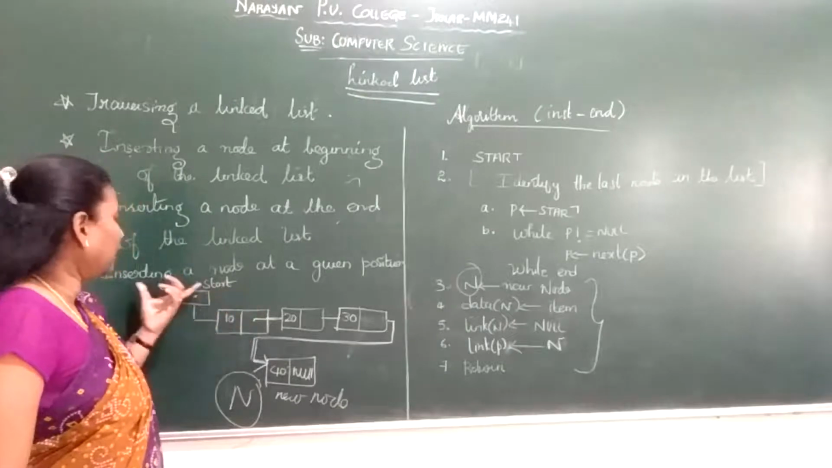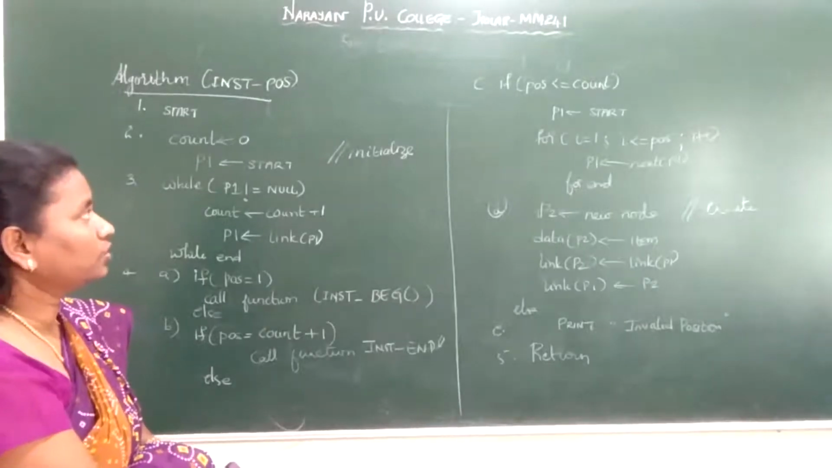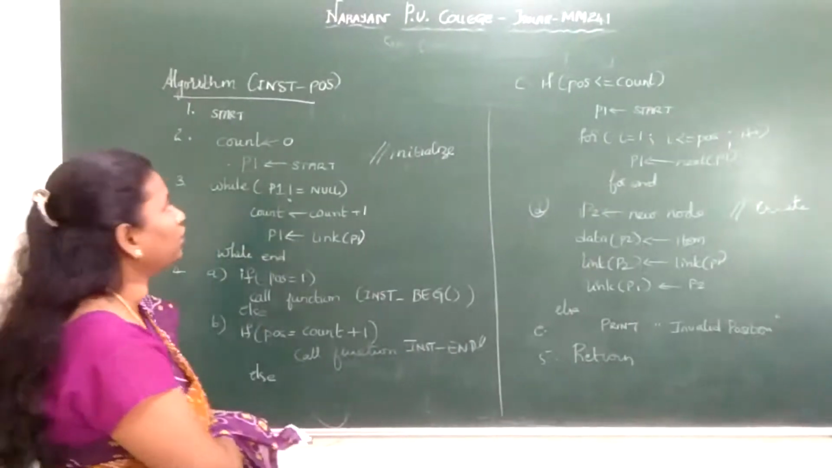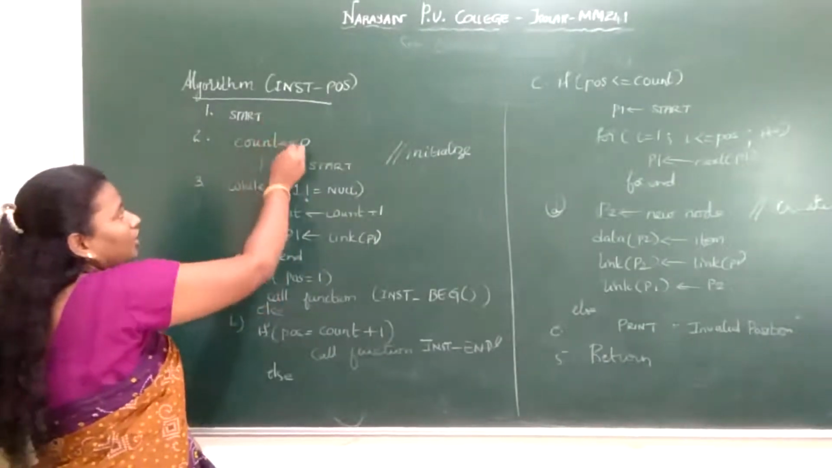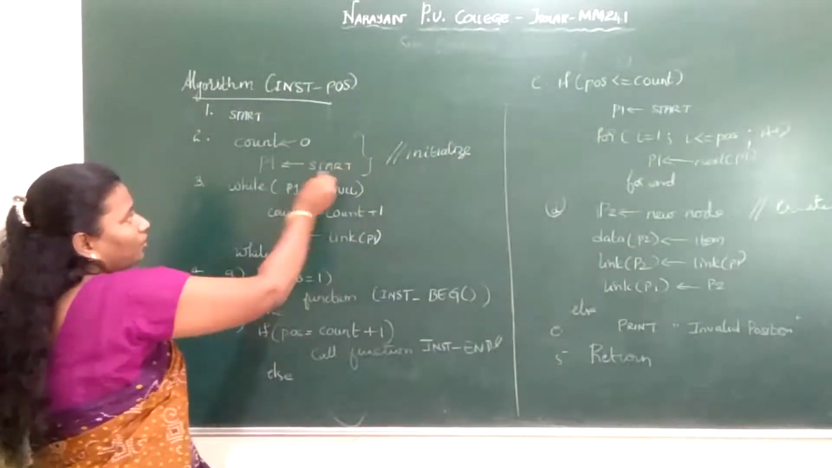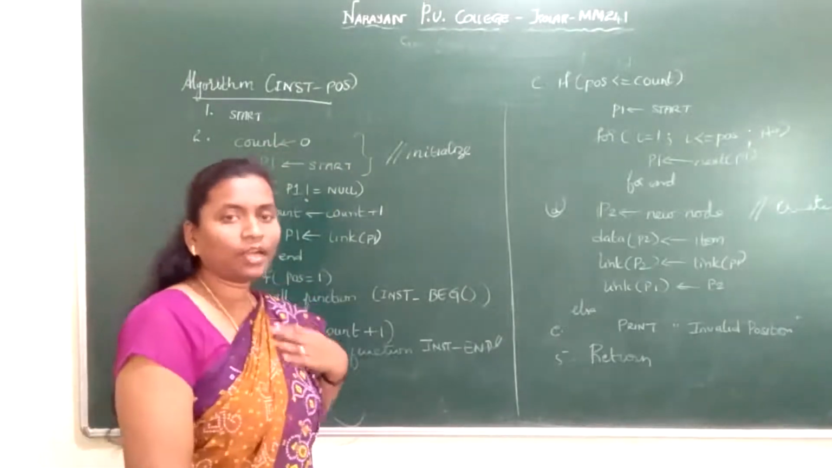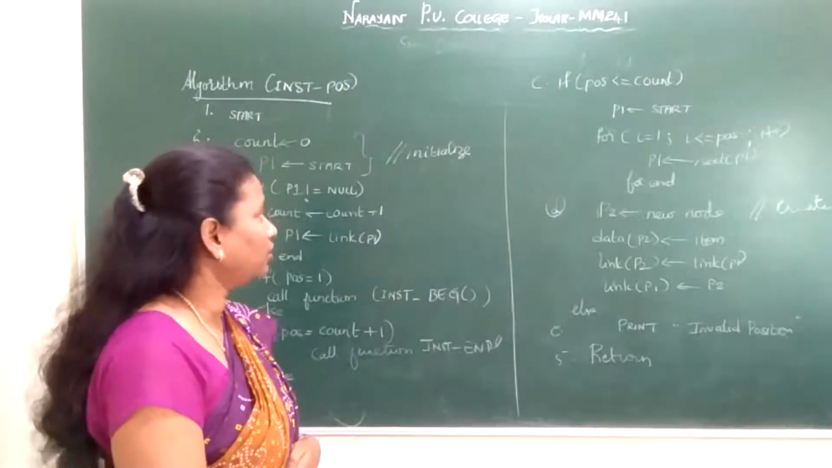Okay, next we will see inserting a node at a given position. So students, next we will discuss, as I told you, how to insert an element at a given position. This is an algorithm to insert an element at the given position. We have start, and here I am doing initialization. I need to keep a count. Why? Because I am telling you the position, and at that particular position you need to insert the node correctly.